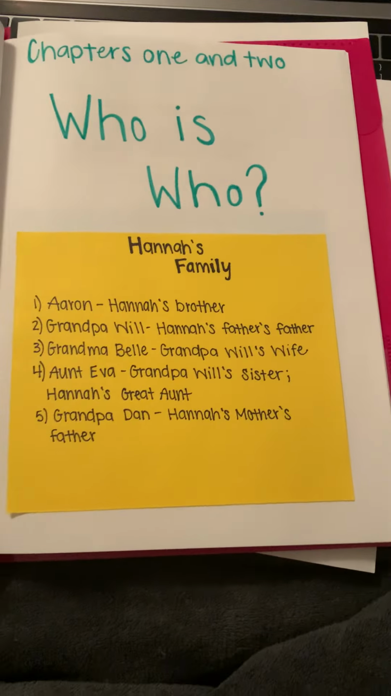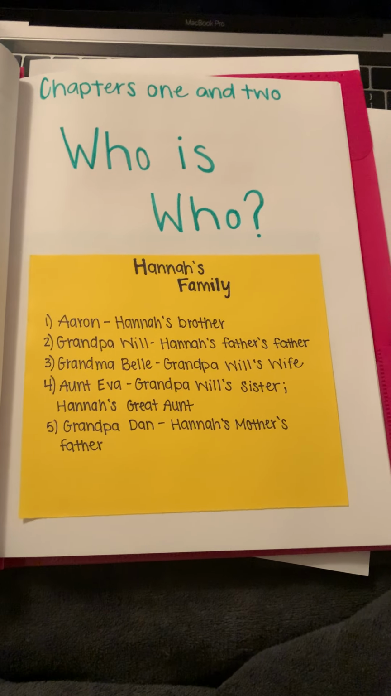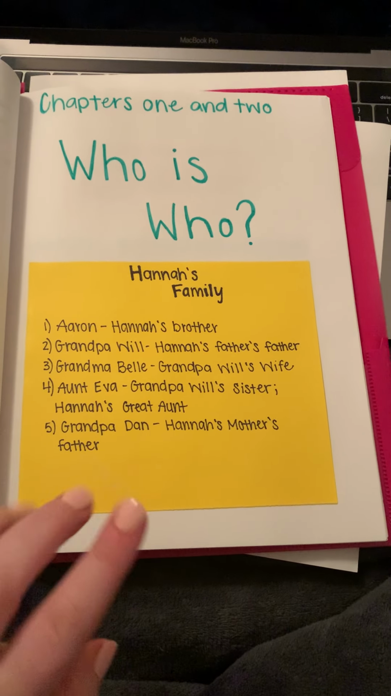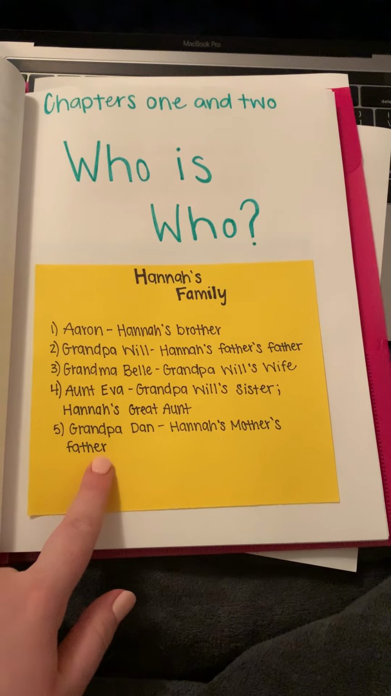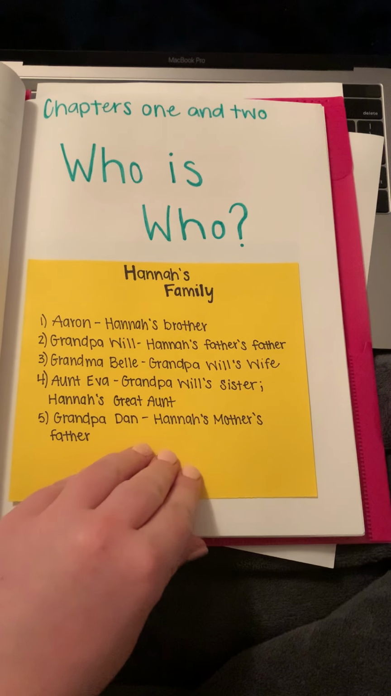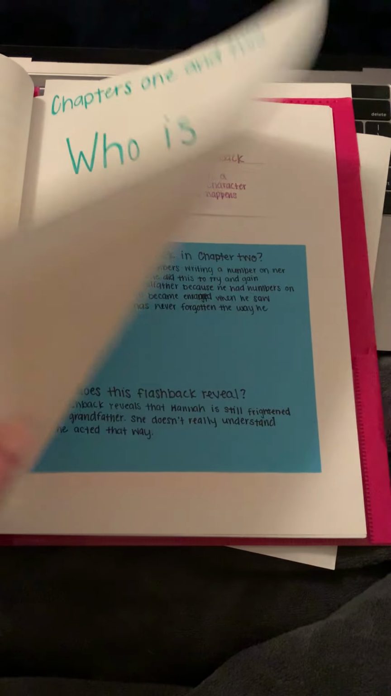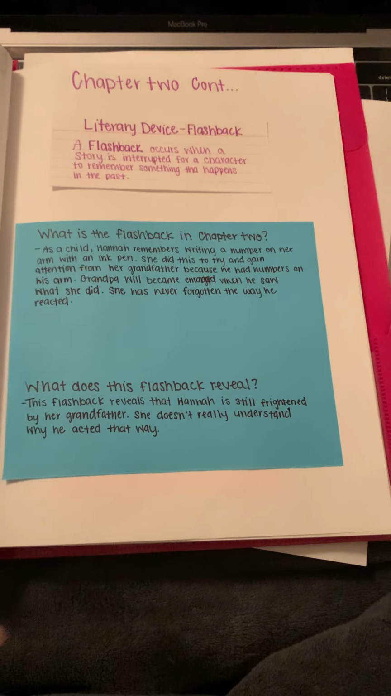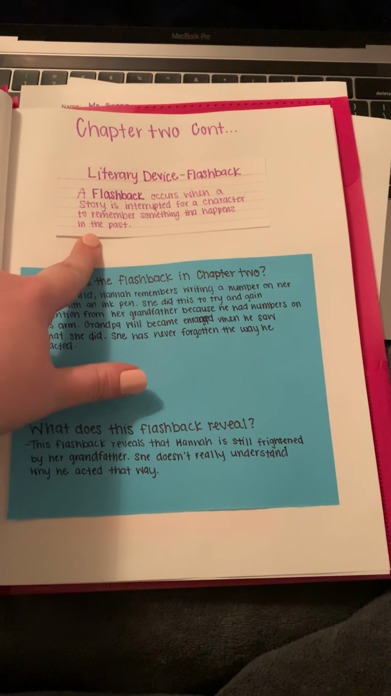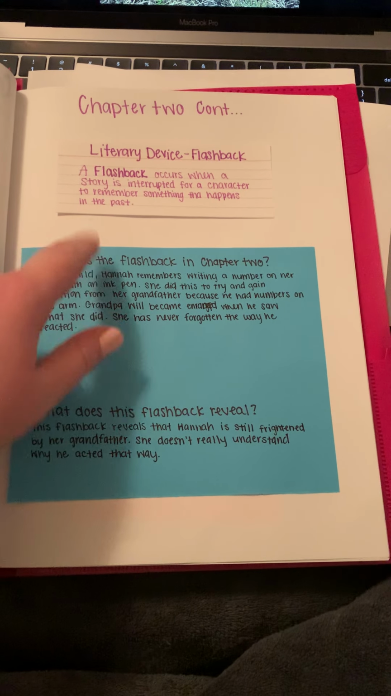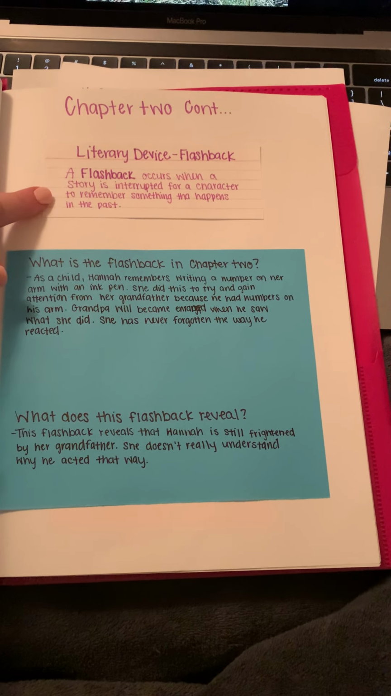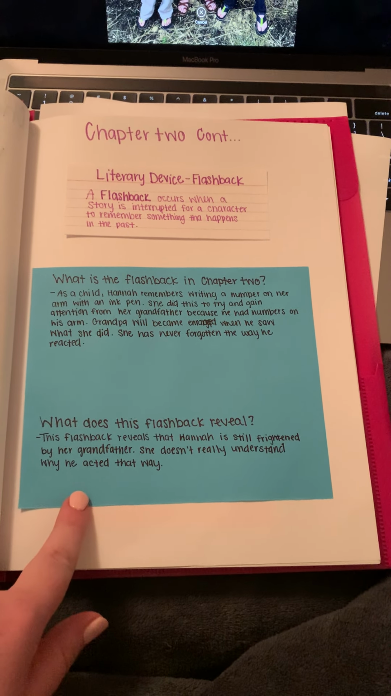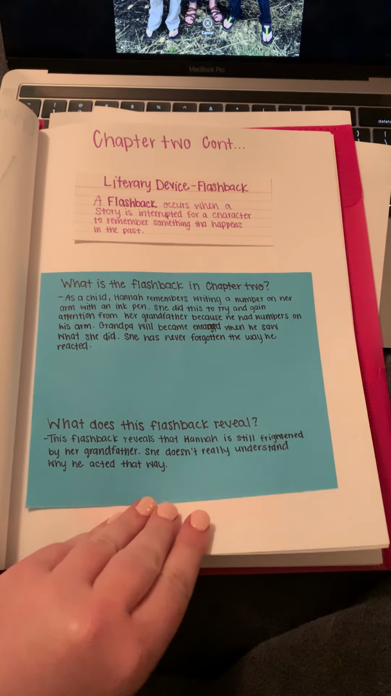And then here is the first activity. This is for chapters 1 and 2. All they will do for this activity is find the important characters and write them down and who they are in relation to Hannah. Here is chapter 2 continued. At the beginning here, there's a literary device, which is flashback. So just a little reminder of what a flashback is. And then they have these 2 questions that relate flashback to chapter 2 of The Devil's Arithmetic.